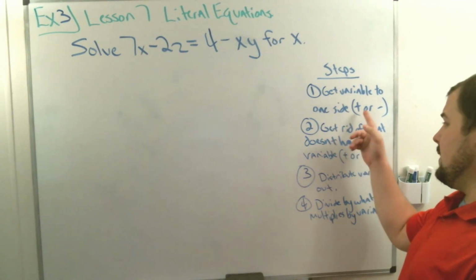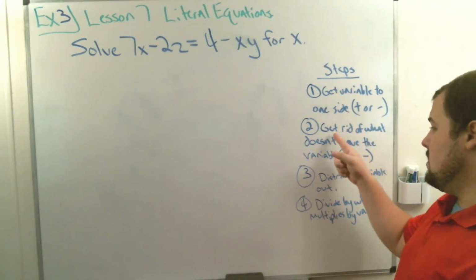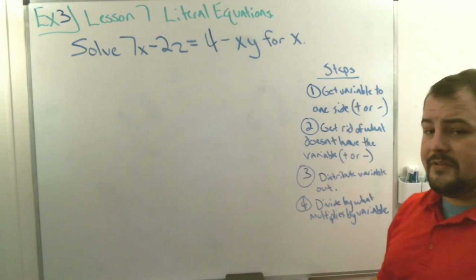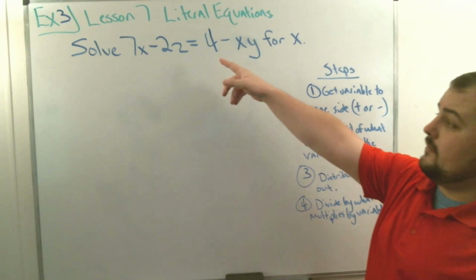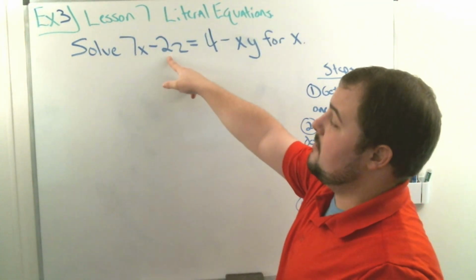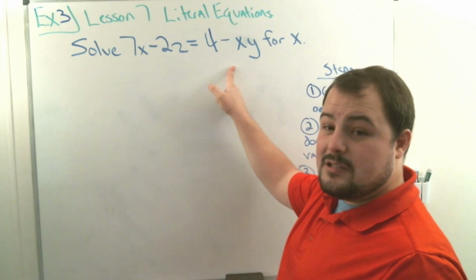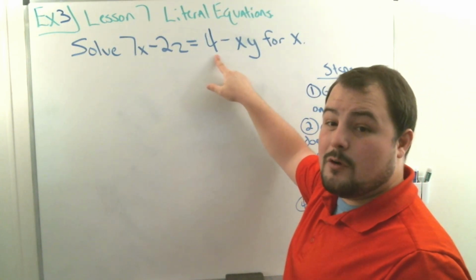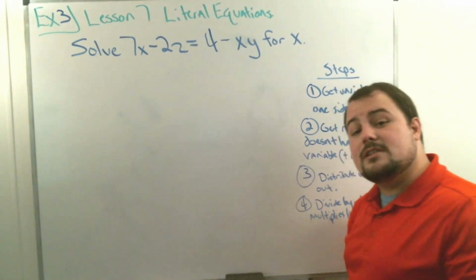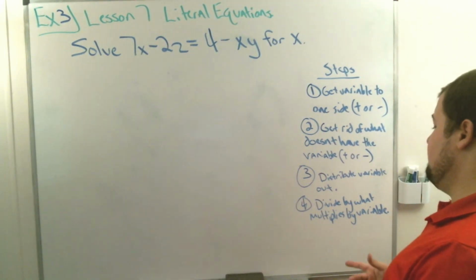And to move a number, all we got to do is add it or subtract it. The next thing we're going to do is get rid of whatever doesn't have the variable. Looking at this, if there's something that doesn't have the variable that we want alone, like this negative 2z, we're going to get rid of that by adding it to move it to the other side. Or if we're looking at this side, we could get rid of this 4 by subtracting the 4 to move it to the other side. Again, it matters what side we pick to have our variable on.